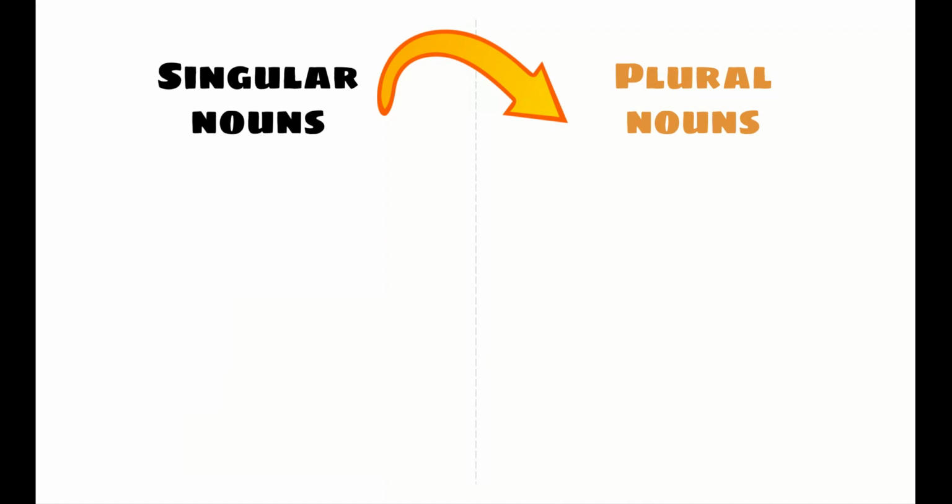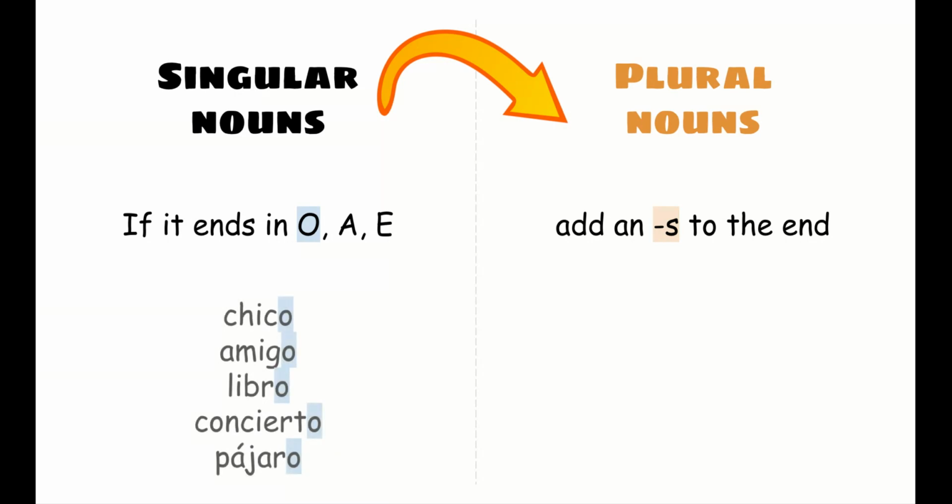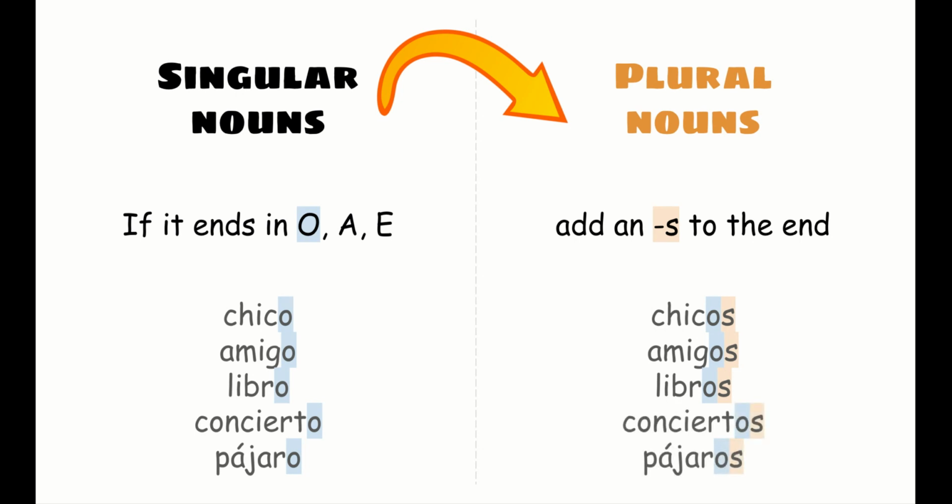In Spanish, thankfully, it's almost the exact same. You're going to add an S to the end, but only if it ends in an O, A, or E. And thankfully, those are a lot of words in Spanish. So we take these masculine nouns here, chico, amigo, libro, concierto, pájaro, and we're going to add an S to the end. So the plural of chico is chicos, amigo changes to amigos, libro changes to libros, concierto changes to conciertos, and pájaro changes to pájaros.